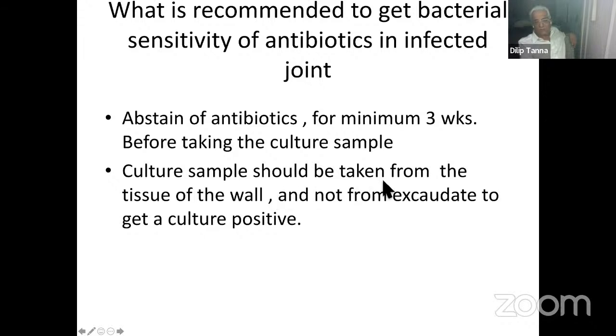The culture sample should be taken from the tissue of the wall and not from the exudate to get a culture positive. Most people take the pus out. Pus is dead tissue, so it may not give you the culture. So you take it from the wall of the infected area, and that is the one more likely to get the culture positive.